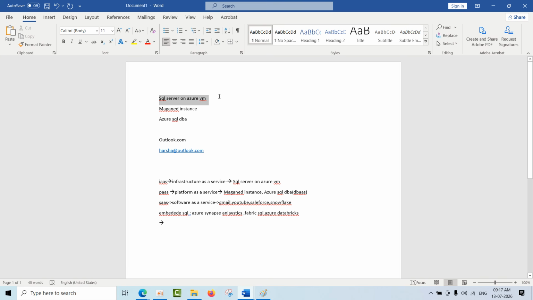SQL Server on Azure VM. So if the client doesn't want the underlying OS, directly he needs only the instance, what is the flavor we need to migrate to? Managed instance. So if the client doesn't bother about the instance and needs just a database, then we need to see Azure SQL Database. Okay, these are the three components.